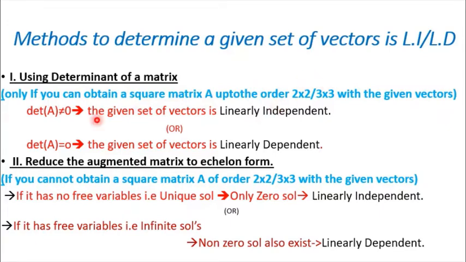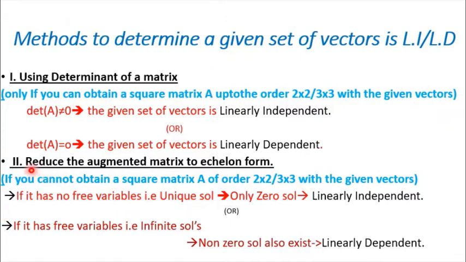Then if det A is not equal to 0, then the given set of vectors is linearly independent. That means find the right matrix A with the given vectors and then find the determinant of A. If det A is not equal to 0, then you call that set of vectors linearly independent. If det A is equal to 0, then the given set of vectors is linearly dependent. This is the first method, using the determinant of a matrix.